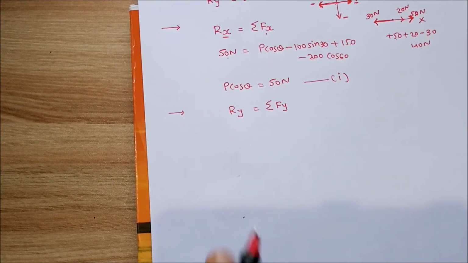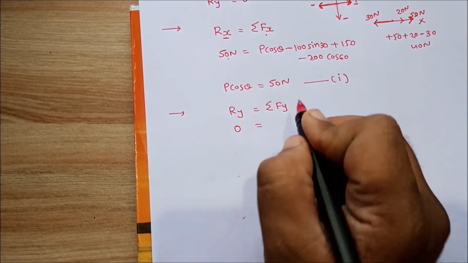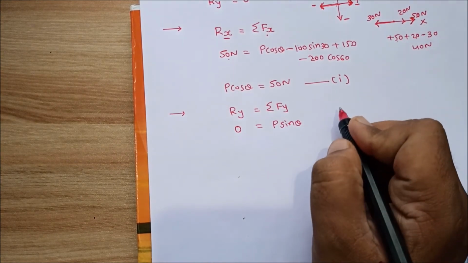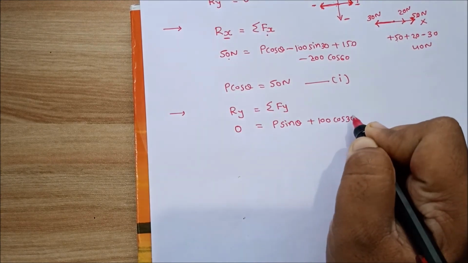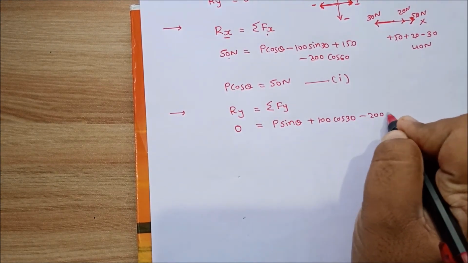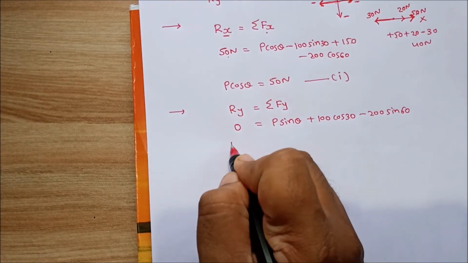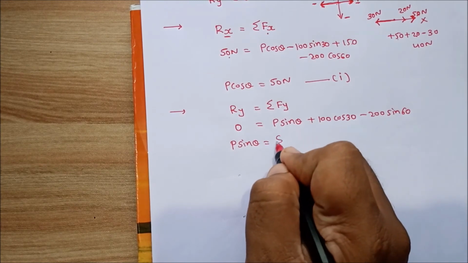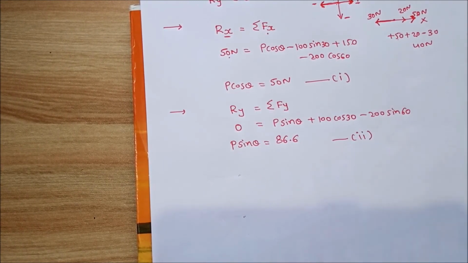So the resultant along the y-axis is 0. Sigma Fy, we can write P sin theta plus 100 cos 30 minus 200 sin 60. So solving this equation, we get the value P sin theta is equal to 86.6. That is equation number 2.